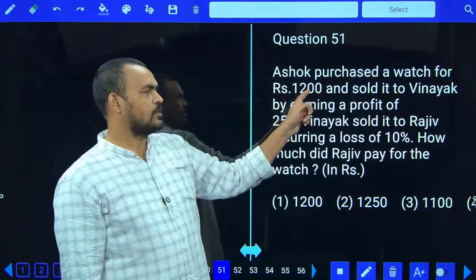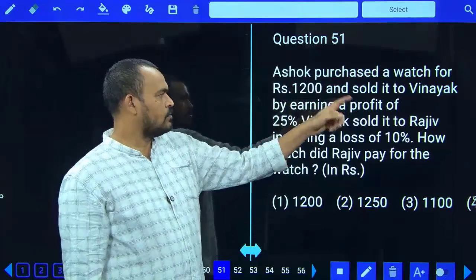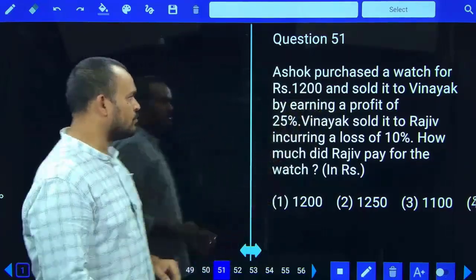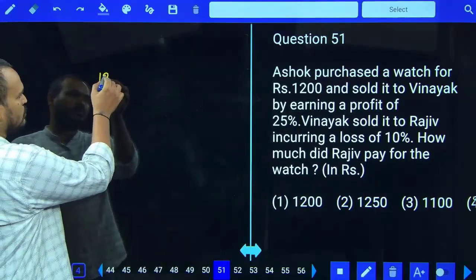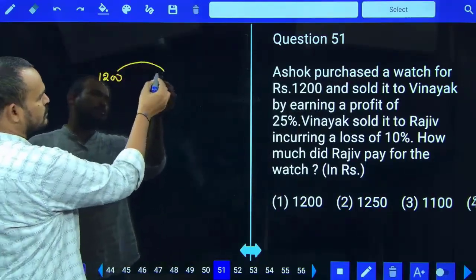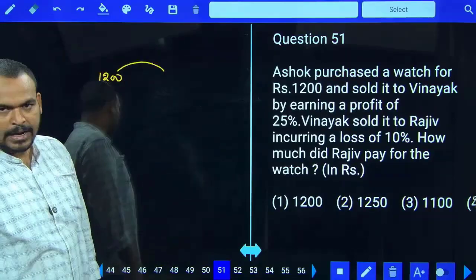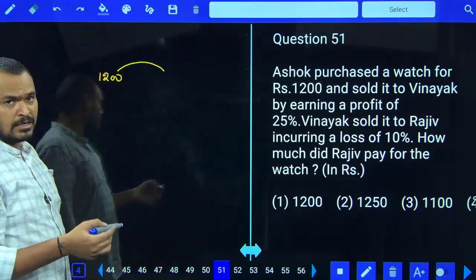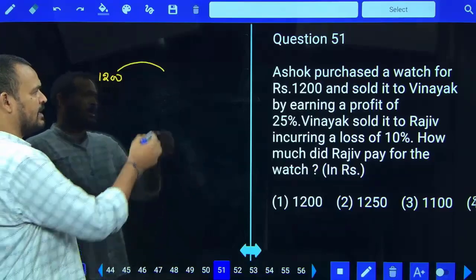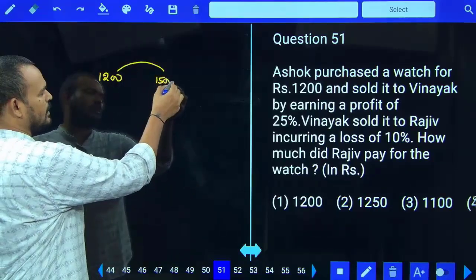And here Ashok cost price is how much? 1200 and he sold it to Vinayak at 25% profit. What is the cost price of Ashok? 1200. 25% profit means adding or subtracting? Adding. What is the 25% of 1200? 300. After adding 300 it will become 1500.